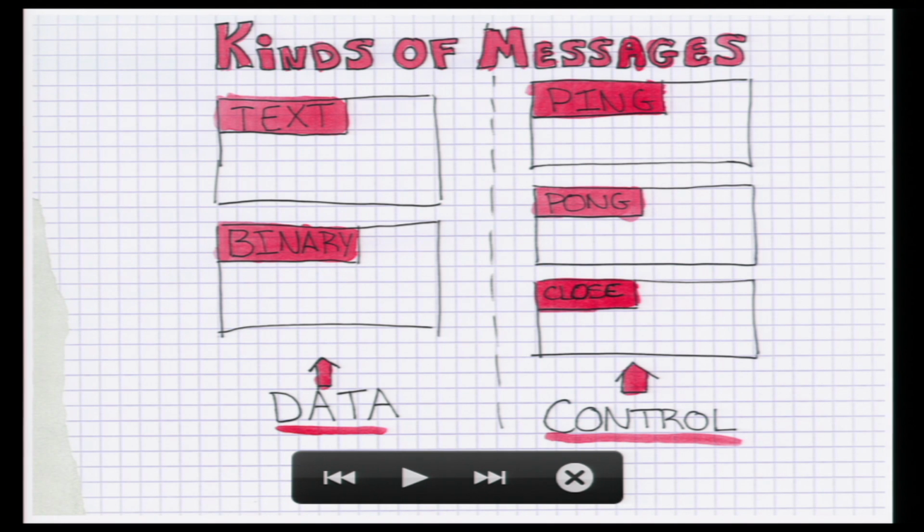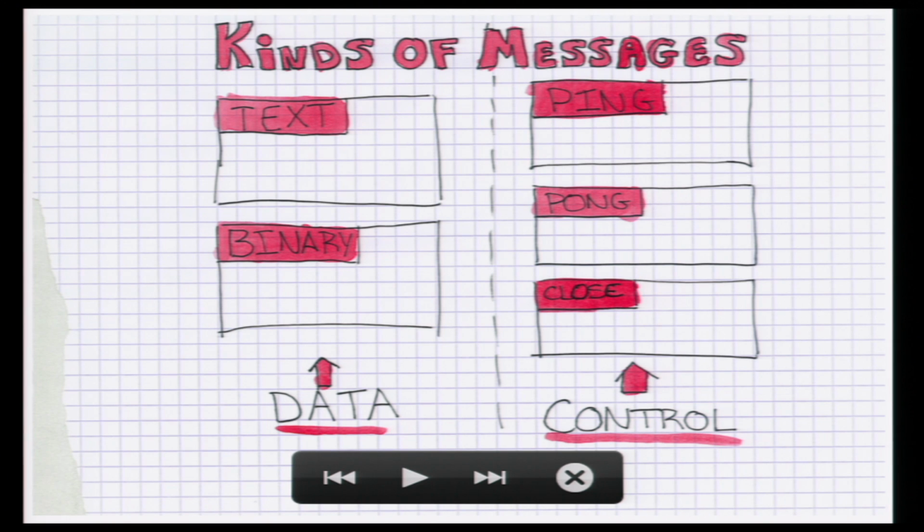And so we have a couple different kinds of messages. There are data messages and control messages. Data messages are what the application is sending. So the application, the JavaScript or your server application, sends data to each other. So it sends text or binary messages. Text is UTF-8, binary is arbitrary binary, whatever you want. And so the application is responsible for parsing the binary into whatever format it understands.